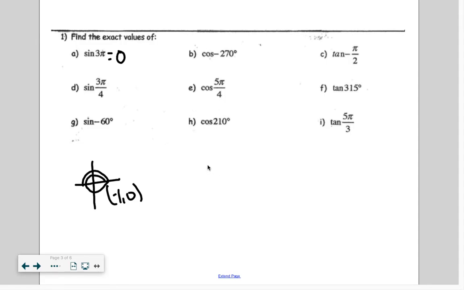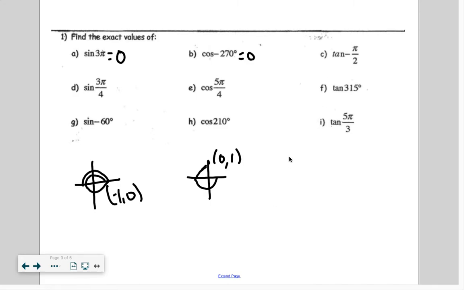Cosine of negative 270. We're going to move counterclockwise, so that's 180 degrees. Another 90 degrees would get you to 270. So negative 270 is located here. Same thing as 90 degrees, basically. This coordinate is 0, 1. The x coordinate of that is 0.